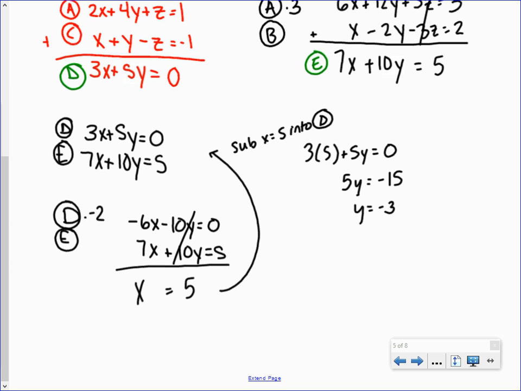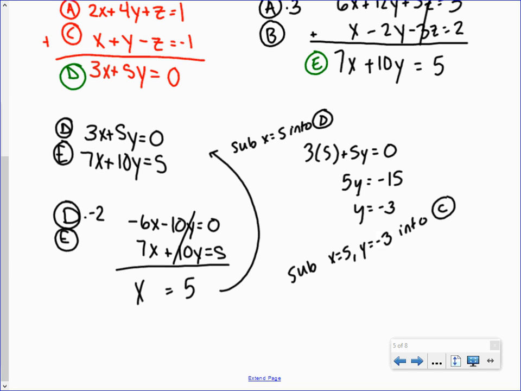Okay, and so at that moment you've only solved your two variable system with equations D and E, but remember that's not your original problem, right? That's part of your work. So now you've got to sub x equals 5 and y equals negative 3 into one of your original equations. Does it matter which one? It doesn't matter which one, but some people are saying do C.